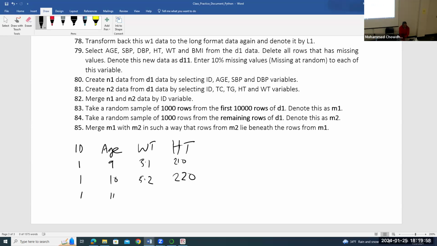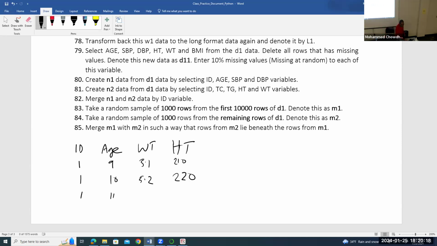So repeated measurements, or longitudinal data, or panel data. Remember, 3 words I have said: repeated measurement data, longitudinal data, or panel data. That means a person is measured repeatedly over time. That data is called longitudinal data.